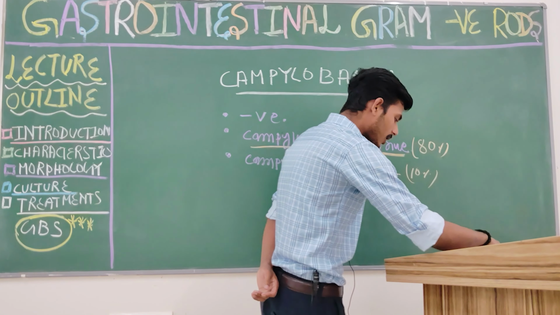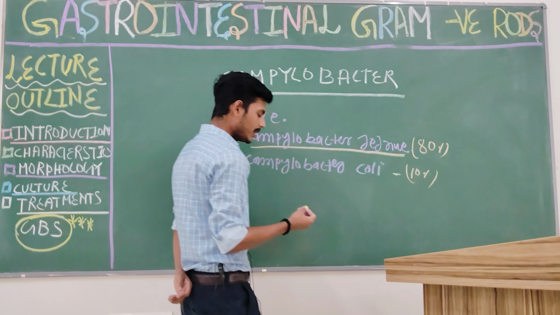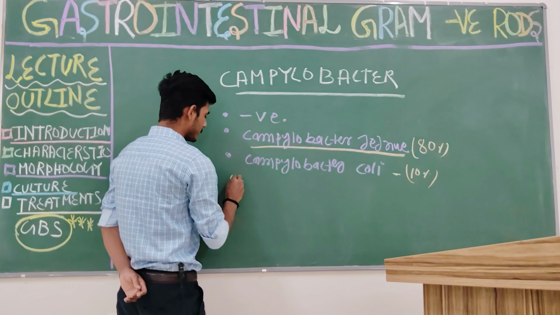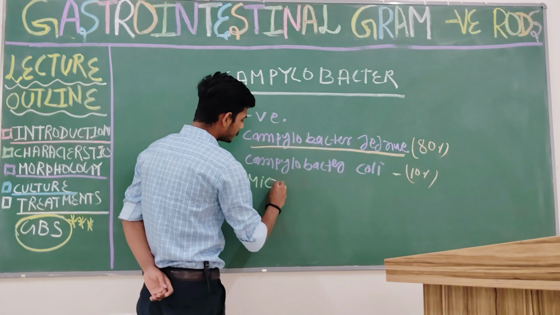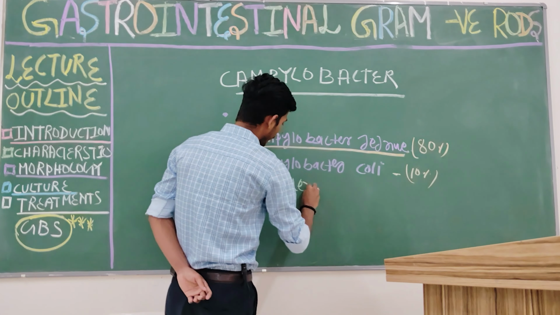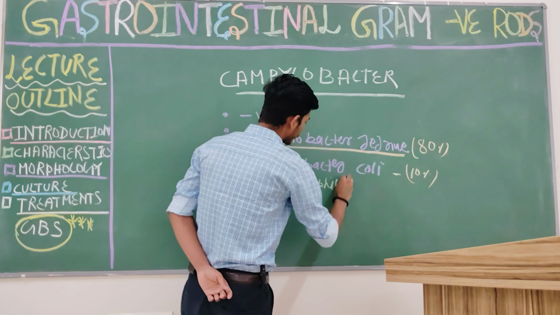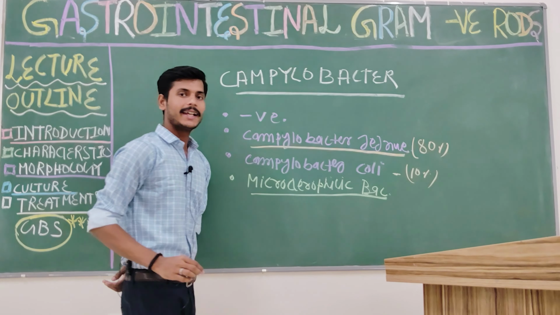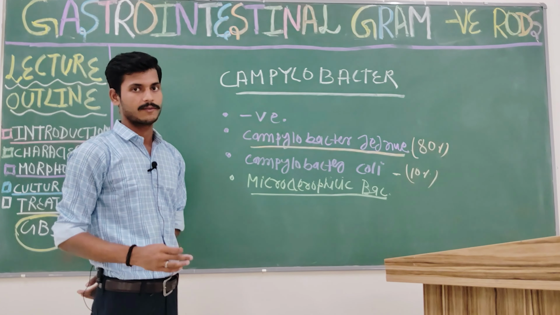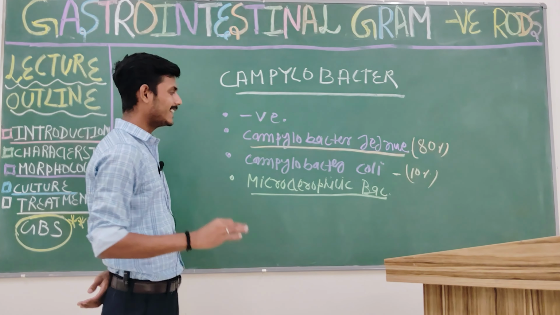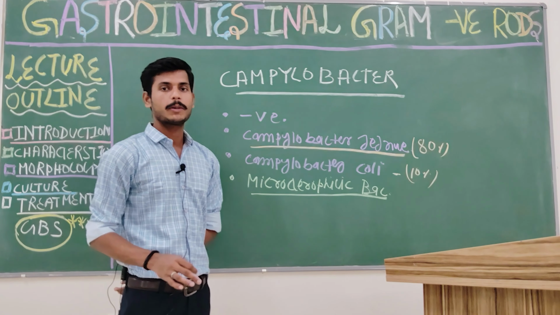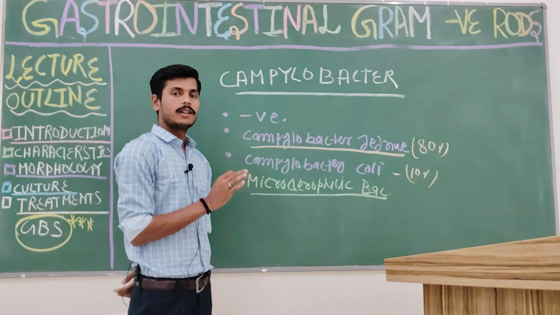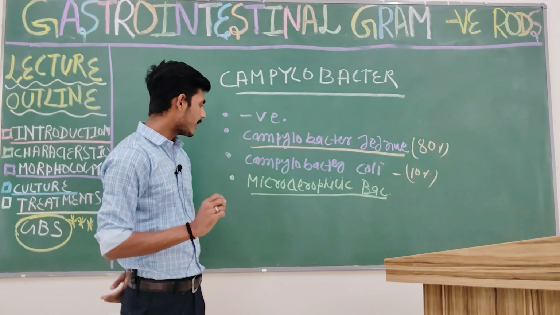Now, if you talk about their characteristics, you should remember this is a microaerophilic bacteria. What I mean by microaerophilic is that it needs a minimum range of oxygen to survive. If you provide a lower temperature compared to atmospheric temperature, it will grow. So it needs an aerobic environment.